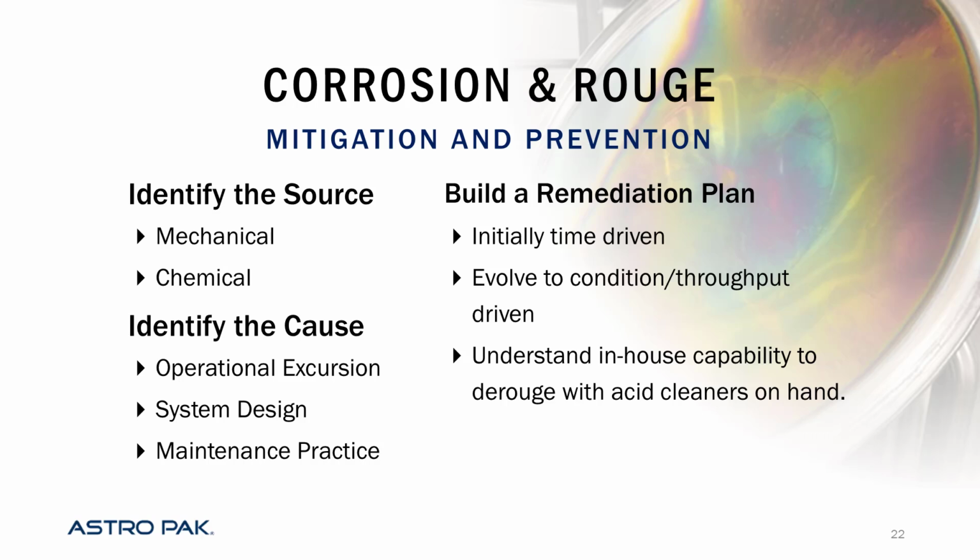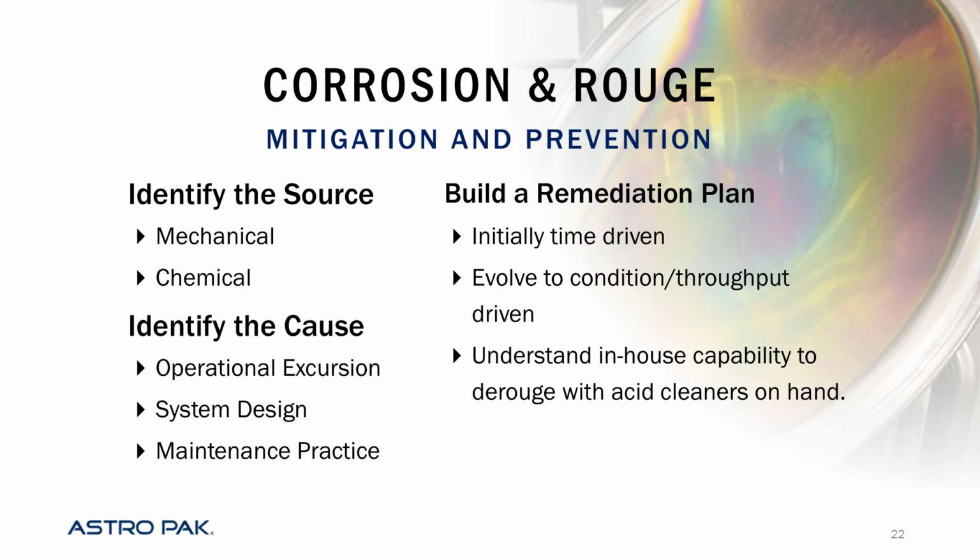The remediation plan really depends on how much uptime you have and how much you're processing. If you're processing 24/7, a time-driven system is essentially a throughput-driven system. But if you're not processing 24/7, once you understand your rouging and your corrosion situation a little bit more, you can make it every X batches instead of every X months, so that you're a lot more proactive with understanding your limit of contamination.